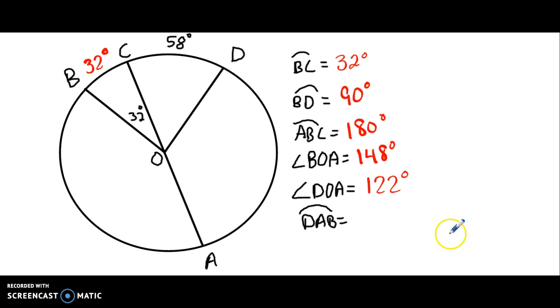for DOA. Then I'm looking at the arc from D through A all the way back over to B. So I'm missing this section here. So a total of 360 degrees is in every circle. So I take 360, I subtract 58, I subtract 32, and I get 270 degrees for DAB.